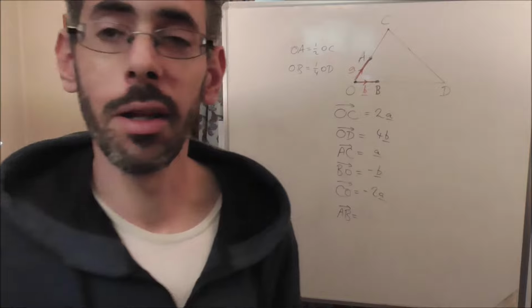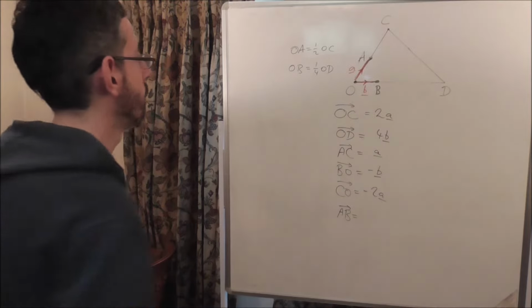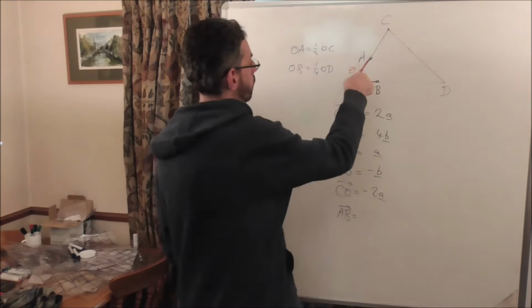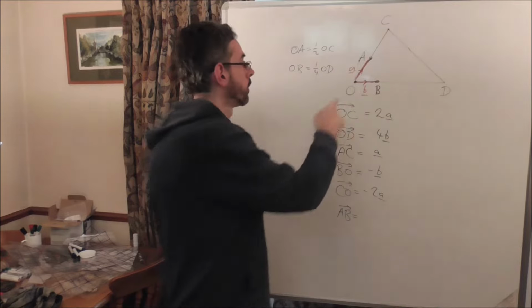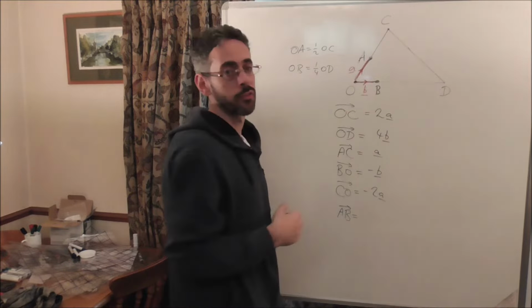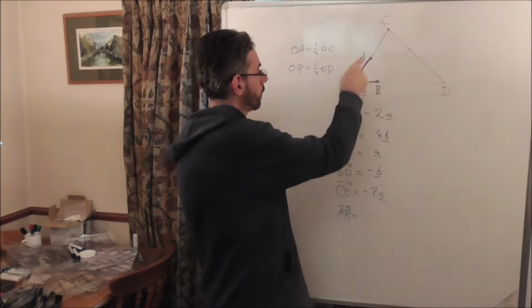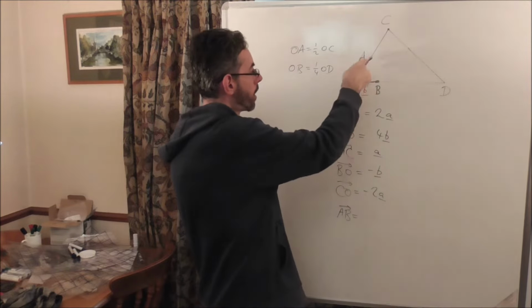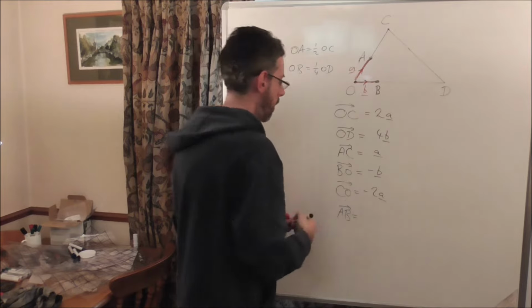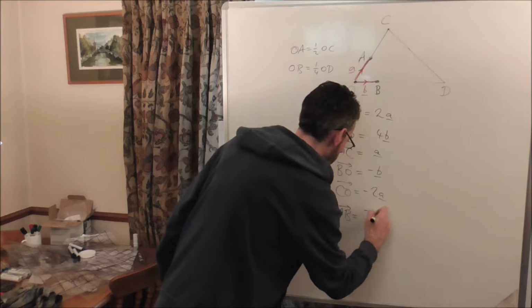What's that in terms of little a and little b? Well, to go from A to B, you can go via point O. You could do that and then that. If you add up those vectors, then you'd be working out the overall journey. So A to B is just that plus that. So it's just minus A, because we're going that way, plus B. So it's minus A plus B.